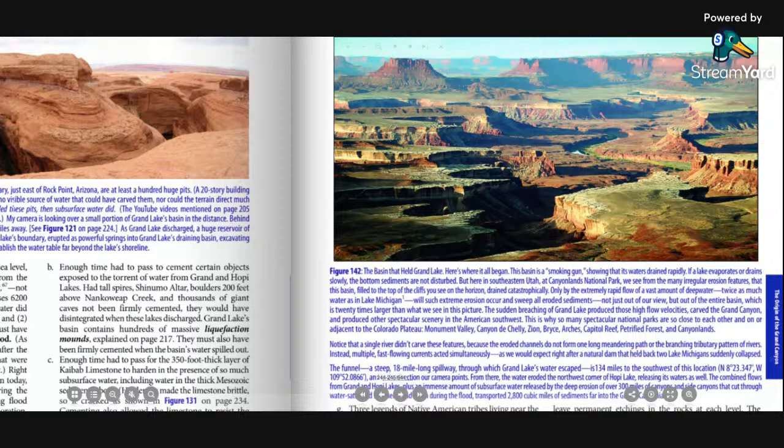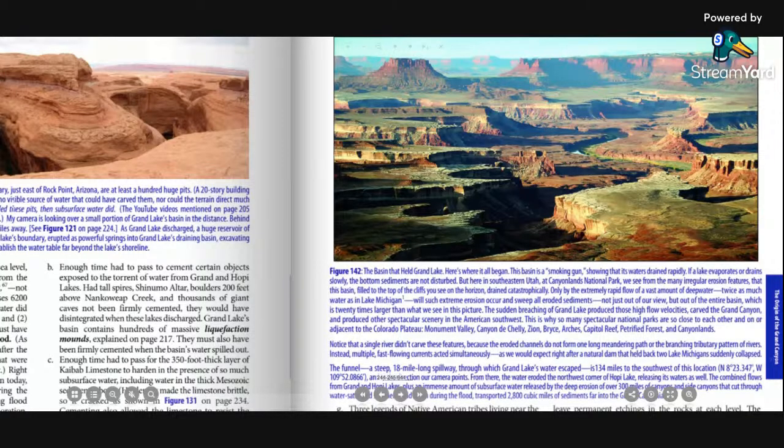by the extremely rapid flow of a vast amount of deep water, twice as much water as in Lake Michigan, will such extreme erosion occur and sweep all eroded sediments, not just out of view, but out of the entire basin, which is 20 times larger than what we see in this picture. The sudden breaching of Grand Lake produced those high flow velocities, carved the Grand Canyon, and produced other spectacular scenery in the American Southwest. This is why so many spectacular national parks are so close to each other and on or adjacent to the Colorado Plateau.